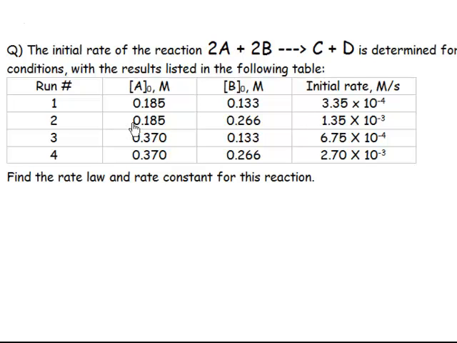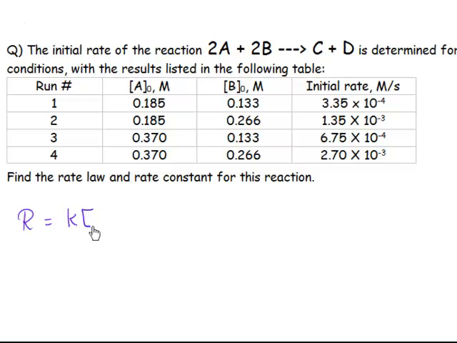Now if you look at experiment number 2 and 4, you can see that the concentration of A is doubled, but the concentration of B is kept the same. In that case, the initial rate of the reaction has also doubled. We'll find the order of the reaction with respect to B first using experiments number 1 and 2, and then we'll find the order of the reaction with respect to A using experiments number 2 and 4.